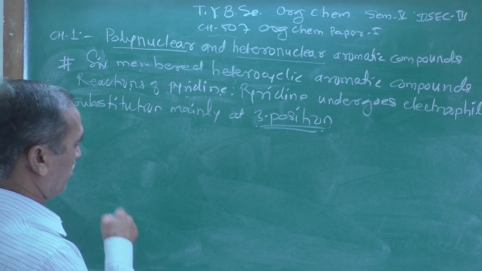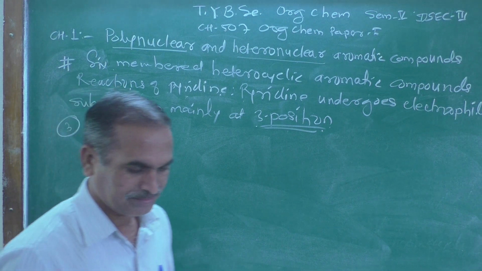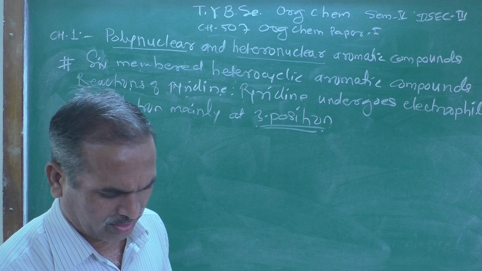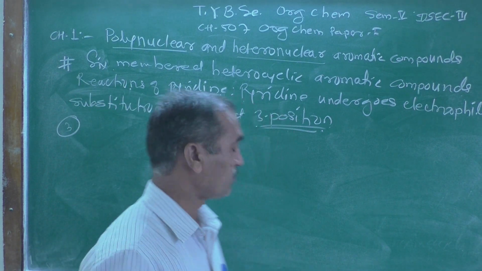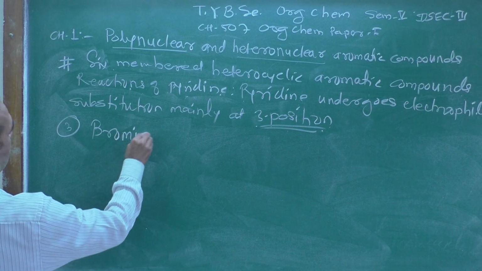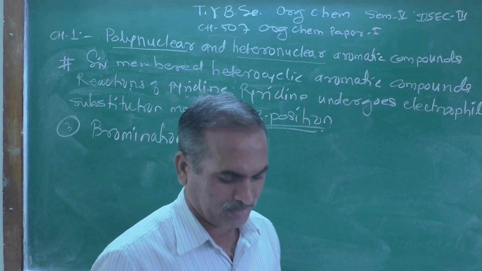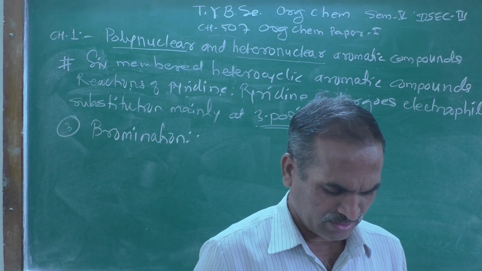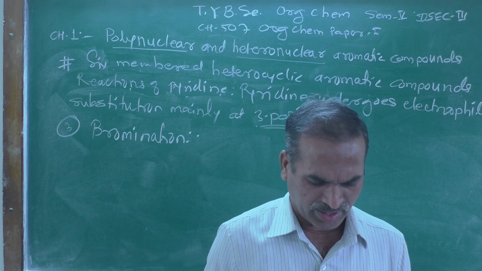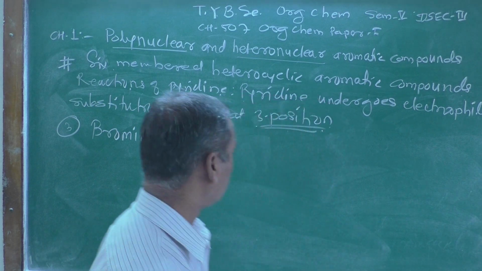And the third reaction will be bromination. Now in bromination, what happens? Pyridine on heating with Br2 at 300 degrees centigrade gives 3-bromopyridine and 3,5-dibromopyridine.